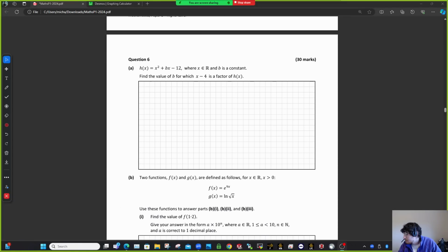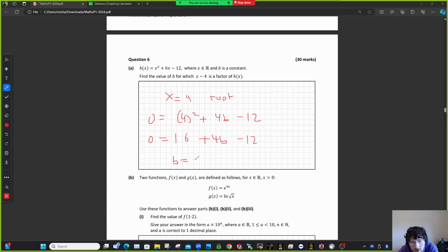Okay. So, question 6. Very easy. X minus 4 is a factor. Factor theorem says that x equals 4 is a root, which means you can put it in. The thing will equal y will equal 0. 4 squared plus 4b minus 12. 0 equals 16 plus 4b minus 12. So 4 plus 4b, so you can just see b is minus 1.